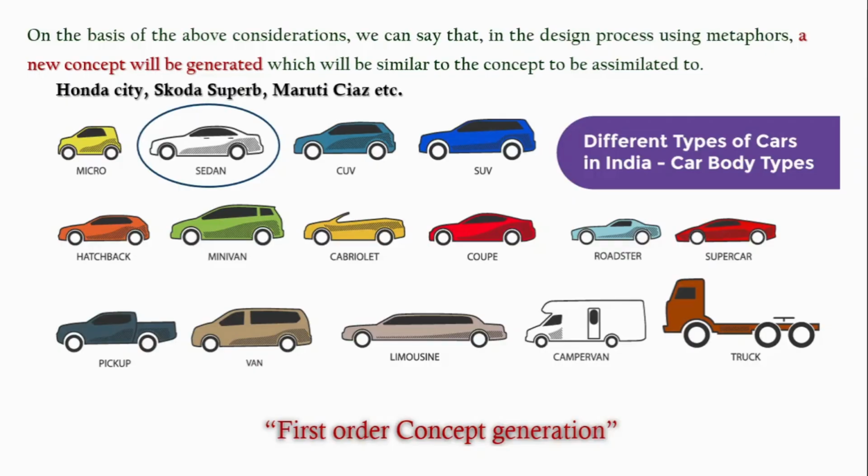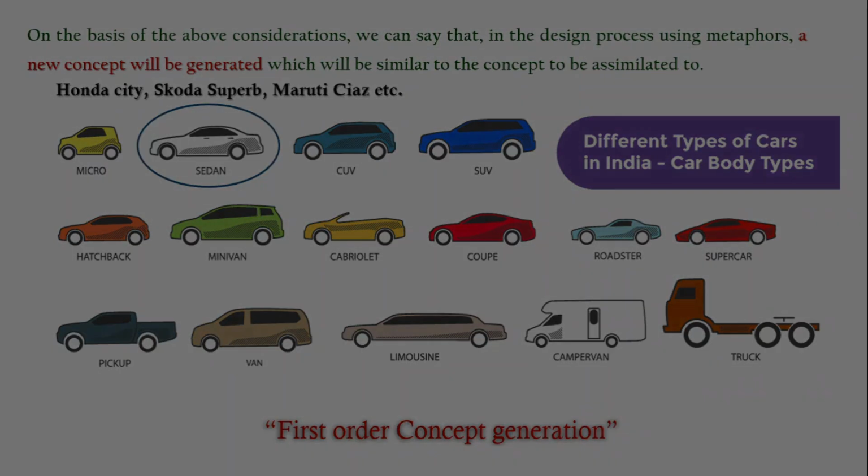These are the first order concept generation. You have taken one class and you are designing a similar product in that particular concept phase. These types of concepts are known as first order concept generation. Suppose the micro is the car's type, then I am designing different types of micro cars. So these all cars are known as first order concept generation.